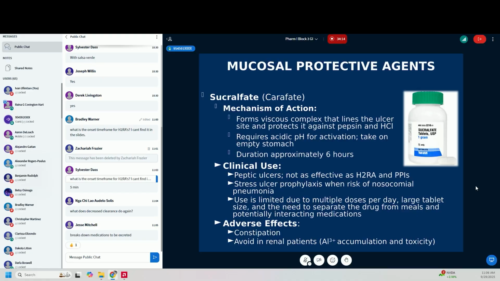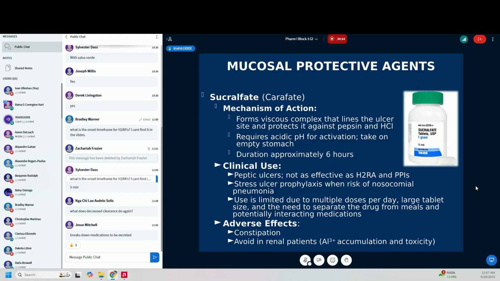Looking at your clinical use, several different uses are available. This is not as common as you'll see some of our PPIs or H2RAs being used, but these are things that are available for us. Stress ulcer prophylaxis is also there. Looking at the preference and why you don't see this used as often, if I'm having to take this several times a day, it's not as patient friendly.